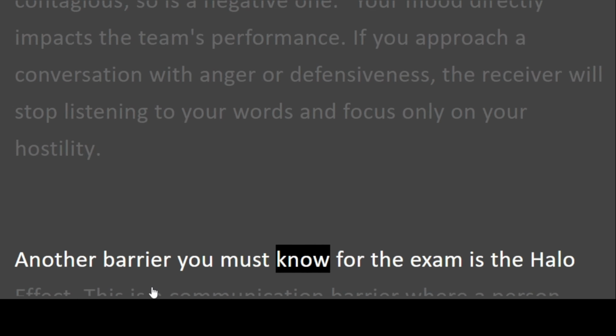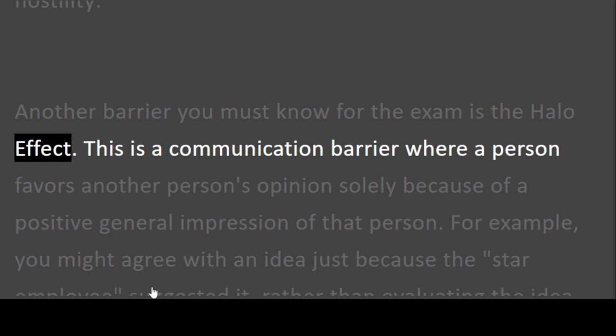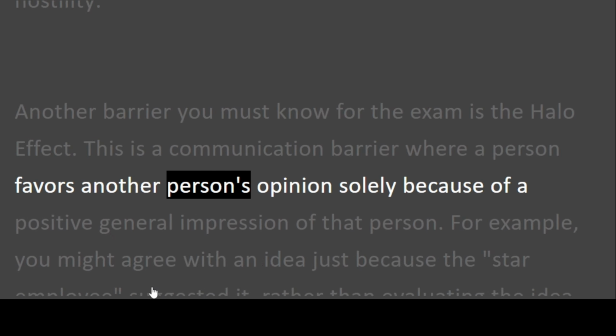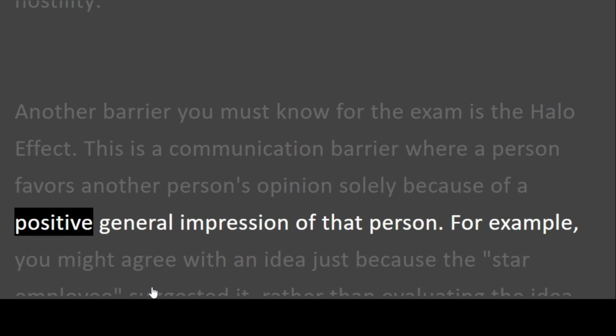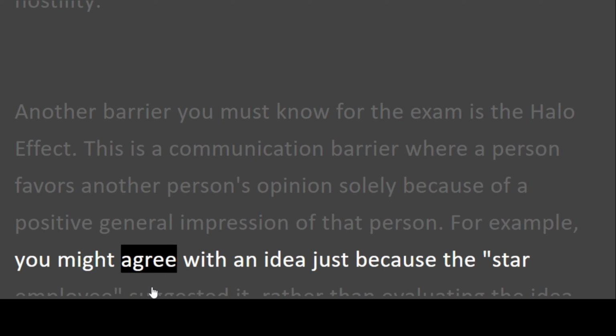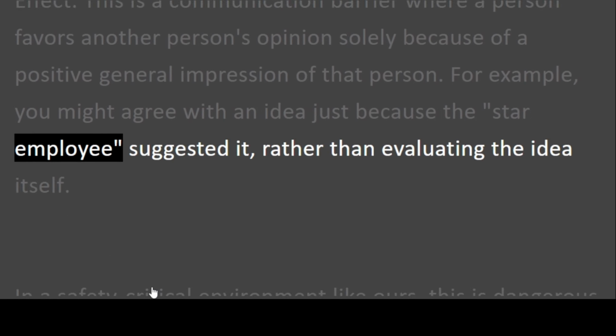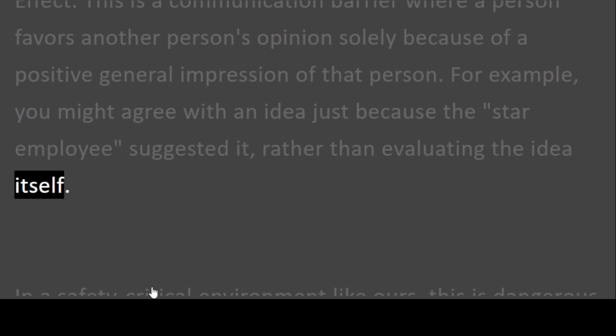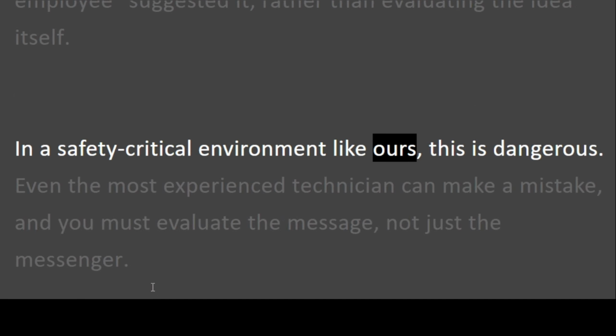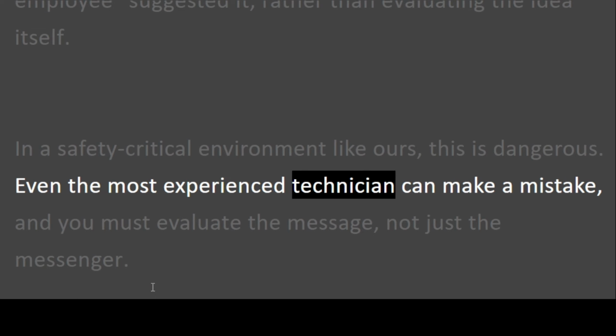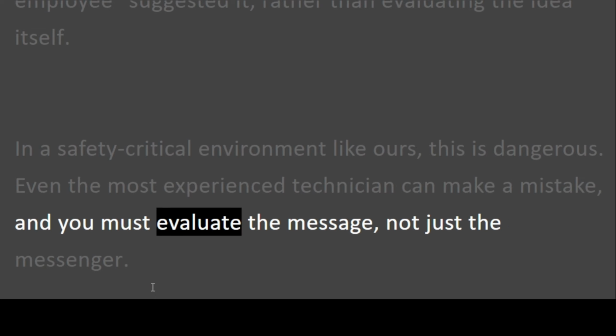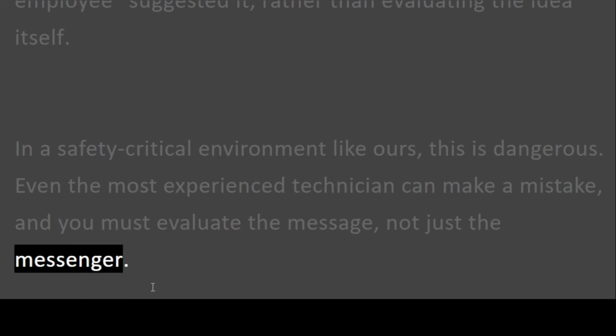Another barrier you must know for the exam is the halo effect. This is a communication barrier where a person favors another person's opinion solely because of a positive general impression of that person. For example, you might agree with an idea just because the star employee suggested it, rather than evaluating the idea itself. In a safety-critical environment like ours, this is dangerous. Even the most experienced technician can make a mistake, and you must evaluate the message, not just the messenger.